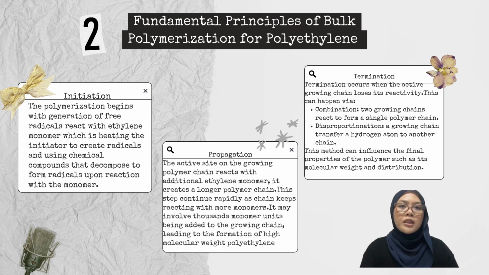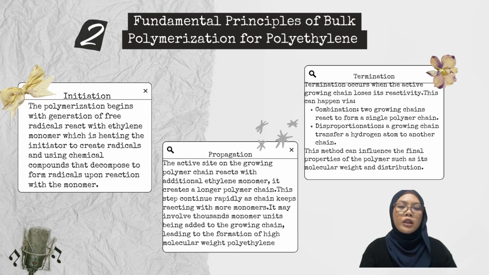Fundamental principle of bulk polymerization for polyethylene. Initiation: the polymerization begins with generation of free radicals that react with ethylene monomer, by heating the initiator to create radicals, or using chemical compounds that decompose to form radicals upon reaction with the monomer.